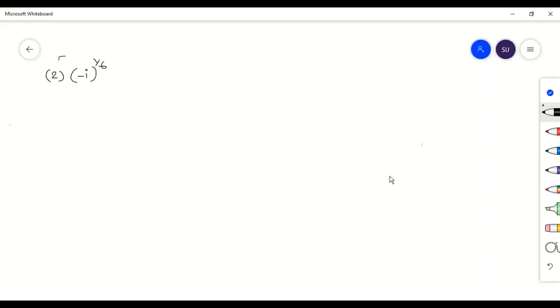Second problem, (minus i) whole power 1 by 6. So minus i, can I write it as 0 plus minus 1 into i? That means the point form is 0 comma minus 1. So 0 comma minus 1 will be on the downside. Then automatically the theta will be minus pi by 2. So r is equal to square root of 0 square plus 1 square, which is 1. So r is equal to 1, and theta is equal to minus pi by 2.